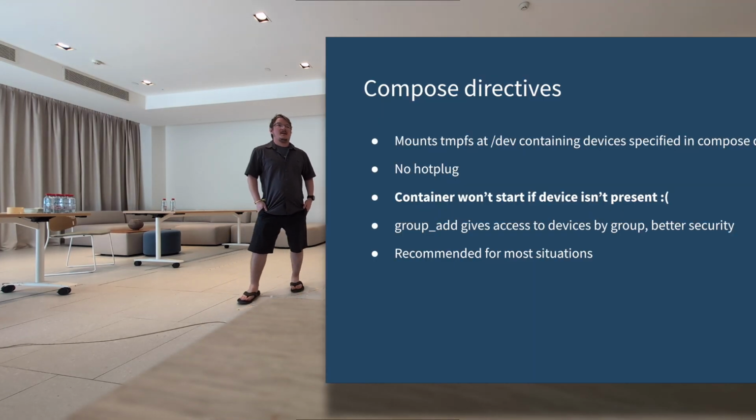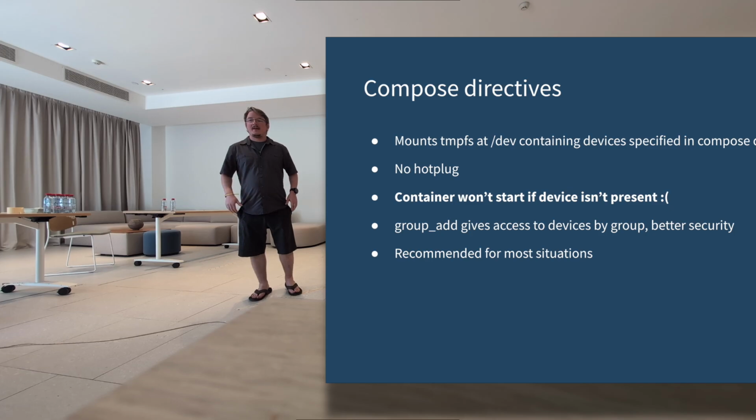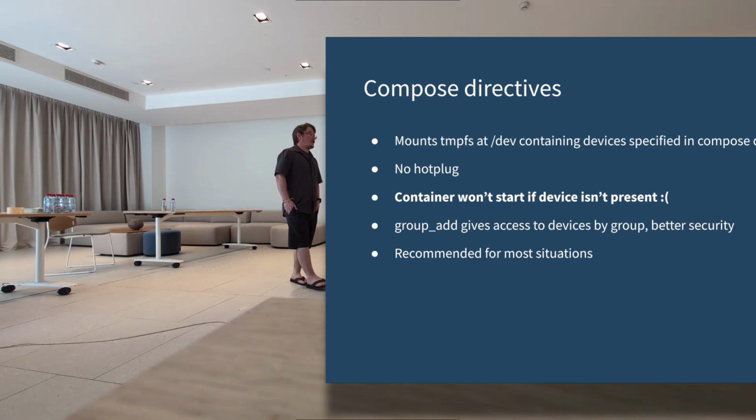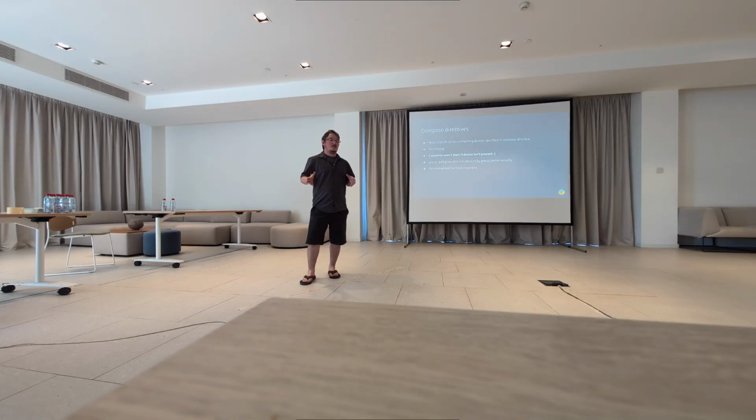Pretty much all these options mount a TMPFS on container startup. The compose directive is nice because it only copies in the device nodes that you specify in the compose file. And I'll show some examples of that so you get an idea of what I'm talking about. This again has a limitation, there's no hot plug support. And another limitation that I've run into before is that if you specify a device in your compose file that doesn't exist when the container starts up, the container can't start. Specifically, I run into this with testing when running virtualized.